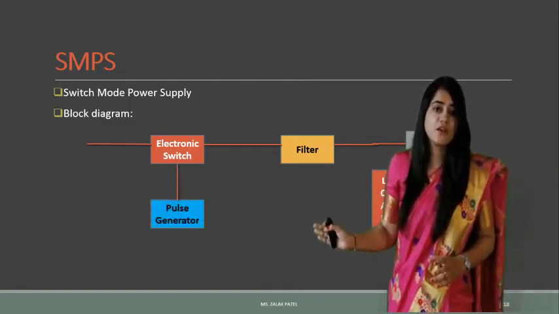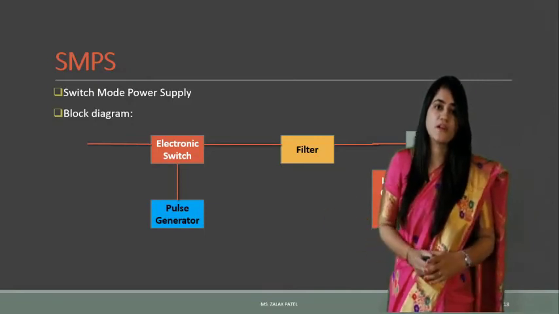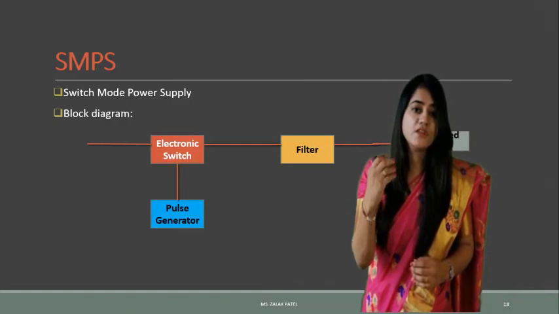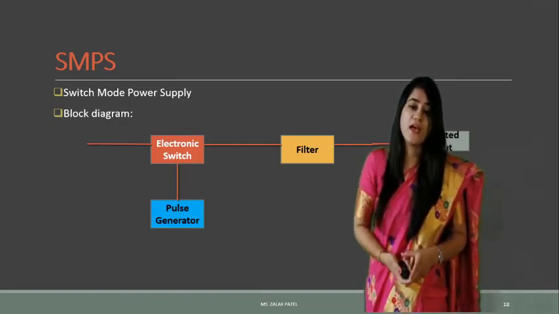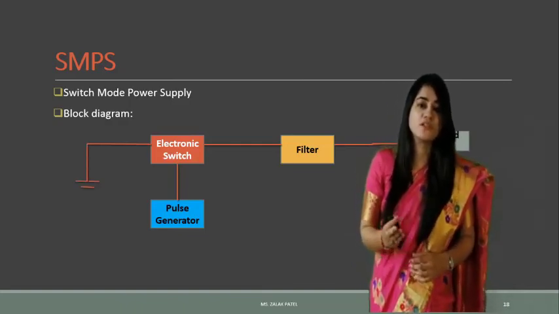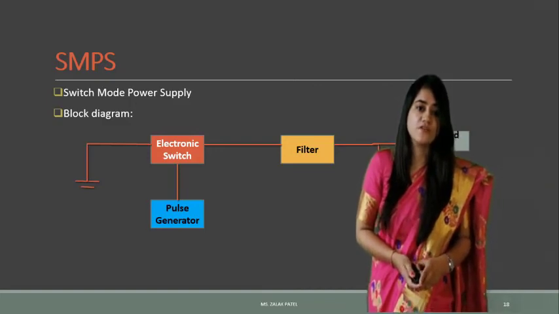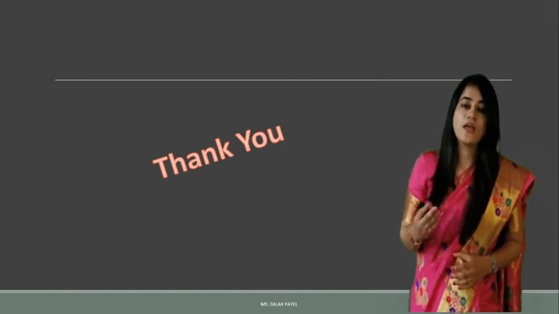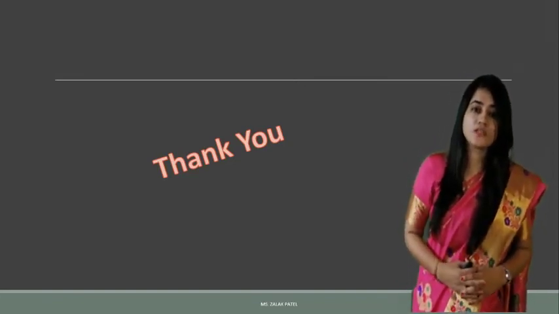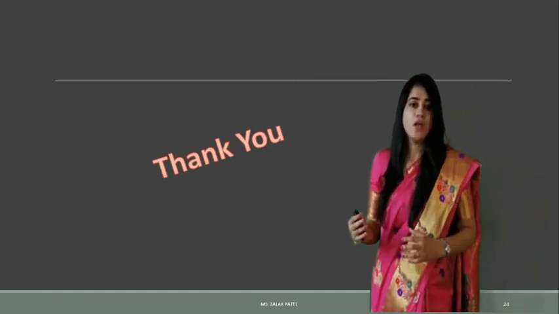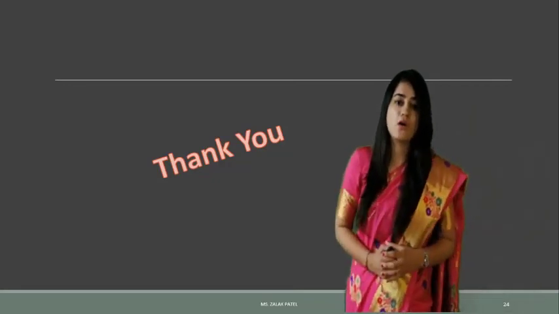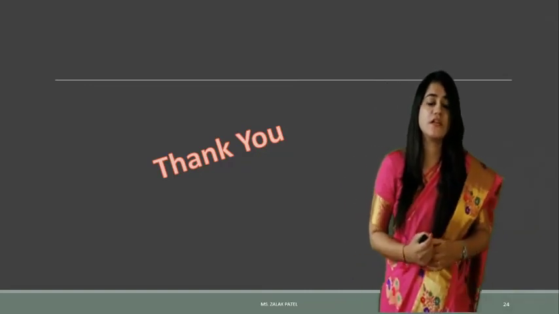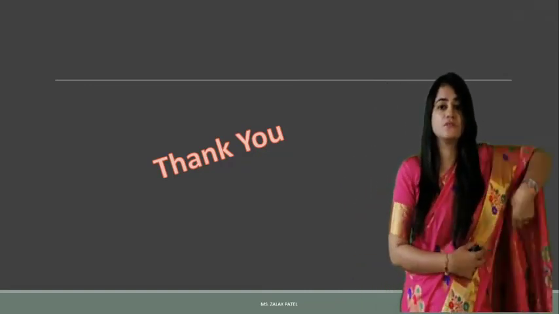Here the pulse generator is necessary in the case of switch mode power supply, because each time the generated pulse is compared with the switch output, and then the filter will remove the distortion from it and generate the output. So this is about the DC motor drive. Then we discussed the stepper motor, its operation, and the introductory part of switch mode power supply with its block diagram. In the next session we will discuss the operation.